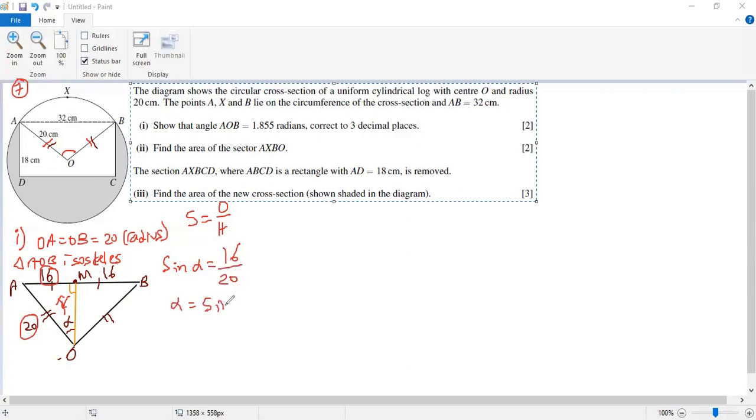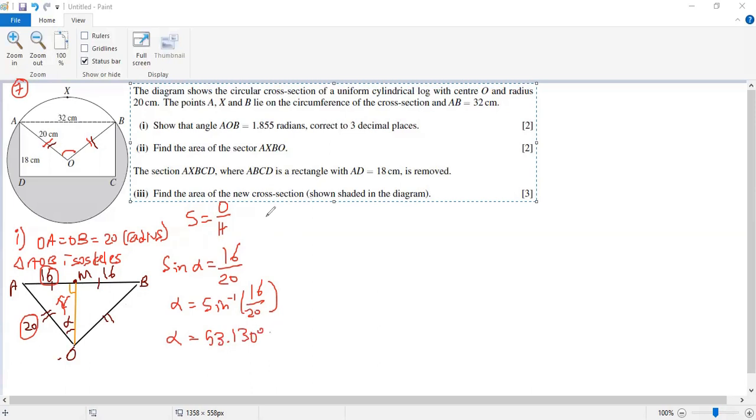Therefore alpha is the arcsine of 16 over 20. Let's use a calculator and calculate that, please. Shift sine 16 over 20. Ta-da! We get 53.13 degrees. They want 3 decimal places, but here I see 53.130, so it's okay, 53.130 in degrees.